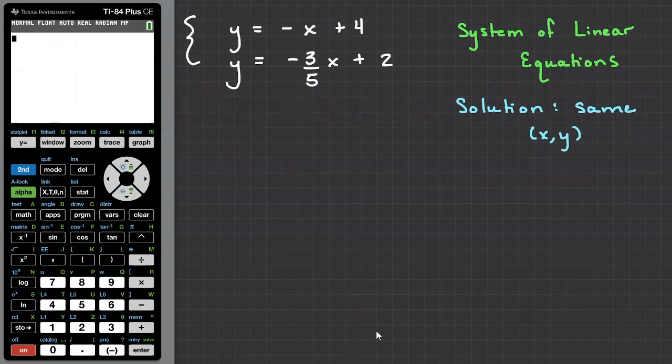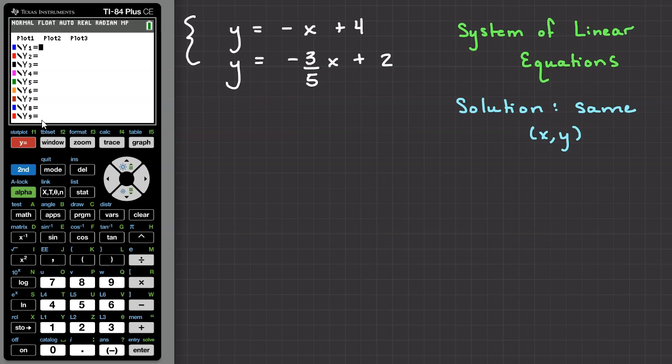Let's look at how to solve a system of linear equations using the table of values on our graphing calculator. Our first step will be to enter both of the equations into our graphing screen. Start by pressing y equals on your calculator. The graphing plot screen opened just like this.